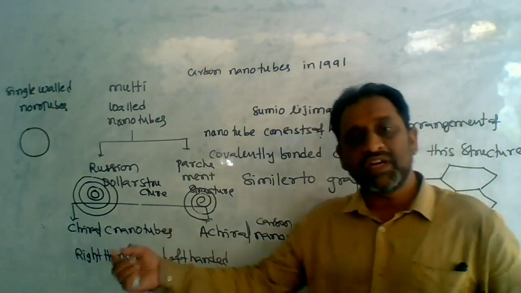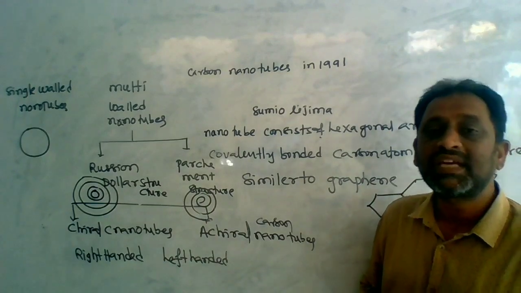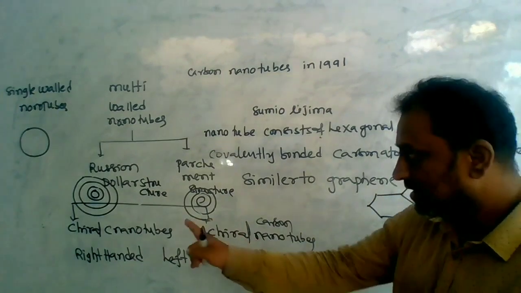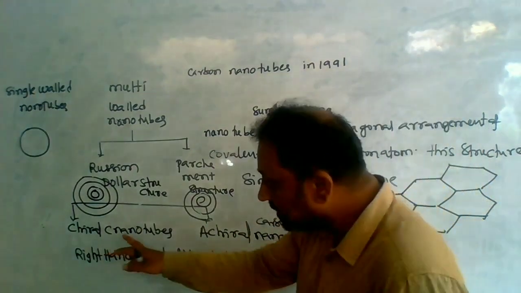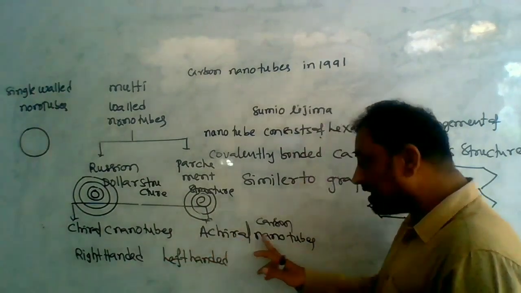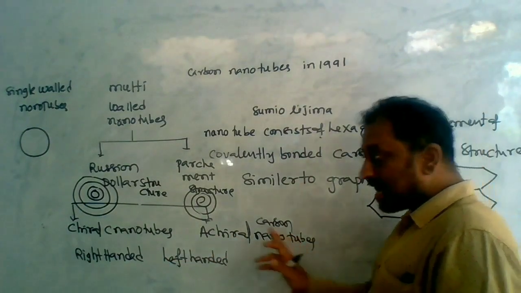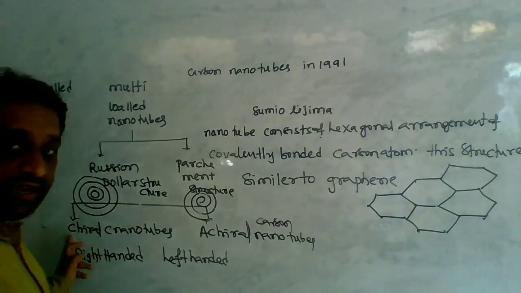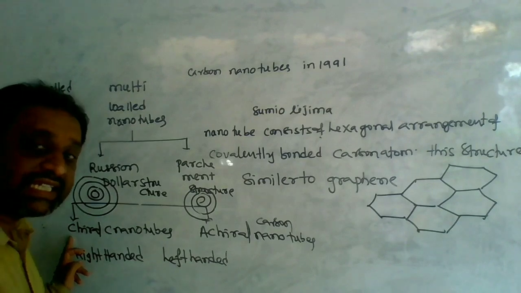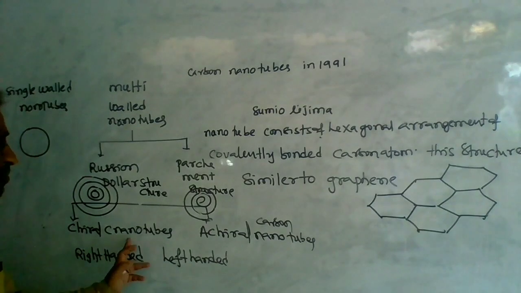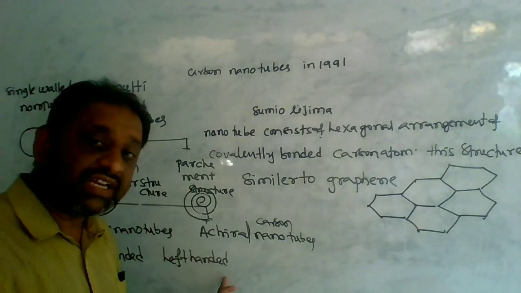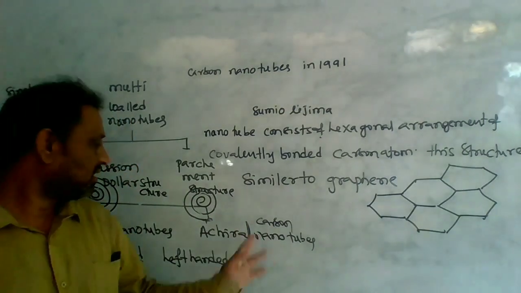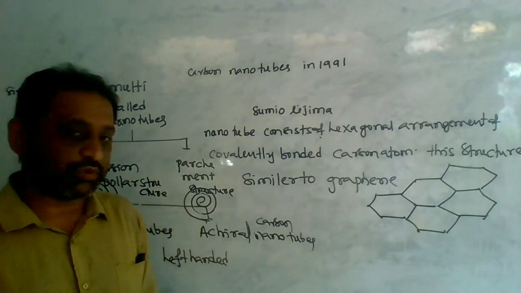Nanotubes are also divided into two types based on optical activity, chirality: chiral carbon nanotubes and achiral carbon nanotubes. Chiral carbon nanotubes are of two types based on the optical rotation of plane polarized light: right-handed carbon nanotubes and left-handed carbon nanotubes. And the second one is achiral carbon nanotubes.